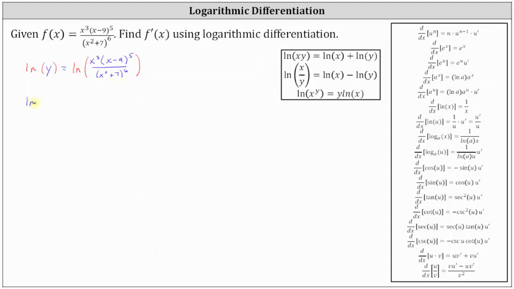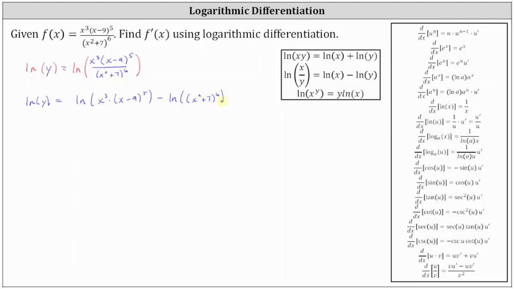So again, we have natural log y equals natural log of the numerator, which is x cubed times the fifth power of x minus 9, and then minus the natural log of the denominator, which is the sixth power of x squared plus 7.